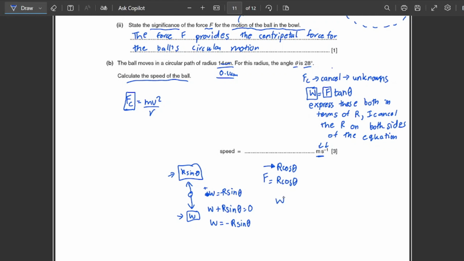So I have this equation, W is equal to F tan theta. I'm going to replace these two things. The W is going to be minus R sine theta. The F is going to be R cosine theta. And then that tan theta is just going to be over there. Now I can cancel out the R's on both sides of the equation. So now I have negative sine theta is equal to cosine theta tan theta. But oops, I just have a problem now. I can't really find anything now, can I?